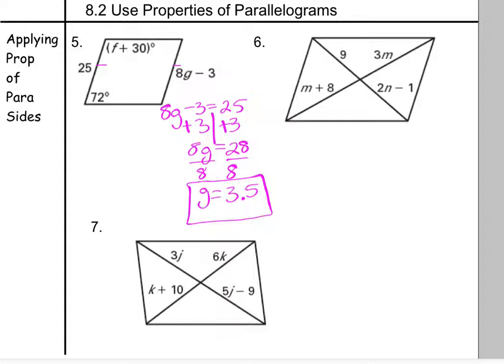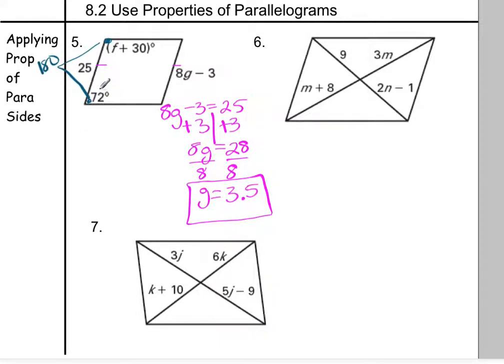Moving on to the next part of this, I've got this angle here and this angle here. They're not opposite angles, so they're not congruent. They are consecutive angles, and consecutive angles are supplementary. They're adding to 180. So I need to add these together equal to 180 degrees.